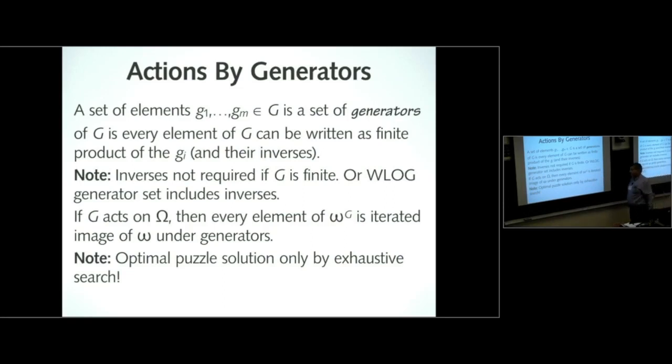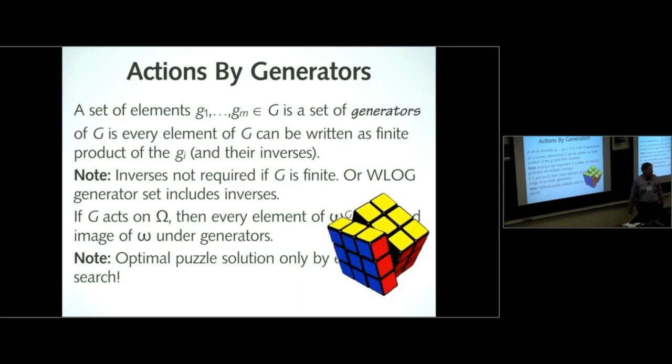Well, if a group acts on a set, every element of the orbit, every image of the point omega, is the image under some group element, which is a product of generators, and by the conditions we have for a group action, where acting with a product means act with the factors one by one, it means every image is obtained iteratively as an image under generators. And that's something you have probably seen in puzzles.